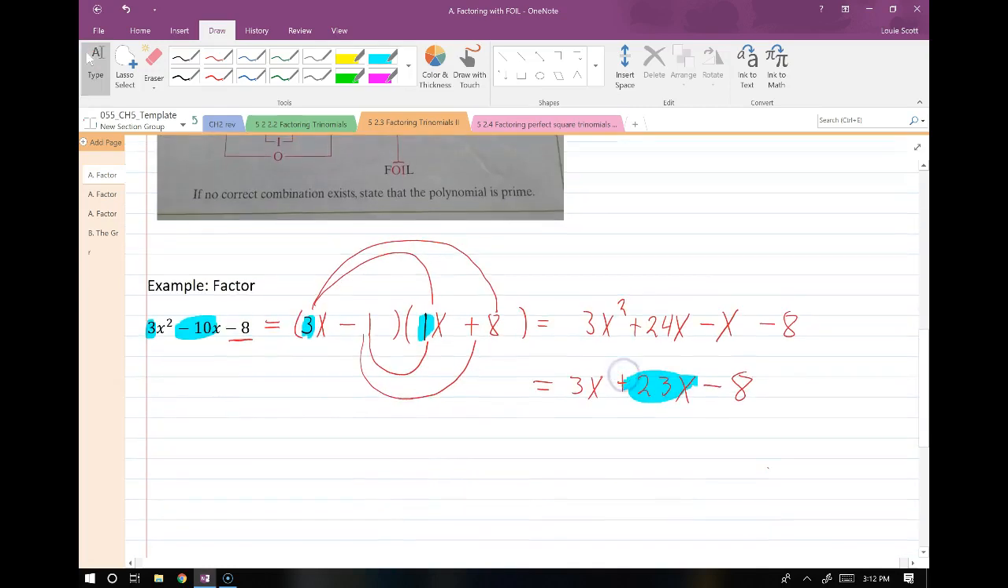So next, we could just start guessing and checking, right? Other factors that I could put in here are negative 2 and 4, negative 4 and positive 2.